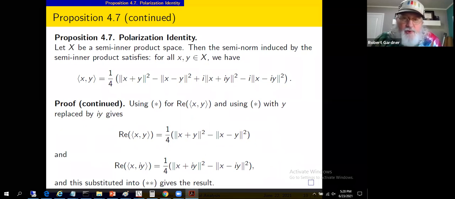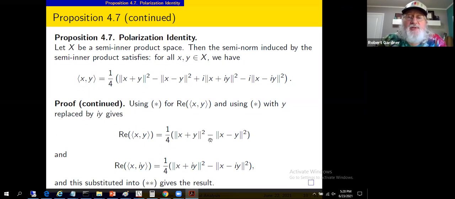So we'll use asterisk for the real part of I, and replacing y with iy. Here's asterisk. Here's what we get by replacing y with iy. It produces this. Notice we've taken the 4 to the other side now. We've got the real part of the inner product of x and y. Here we have the real part of the inner product of x with iy.